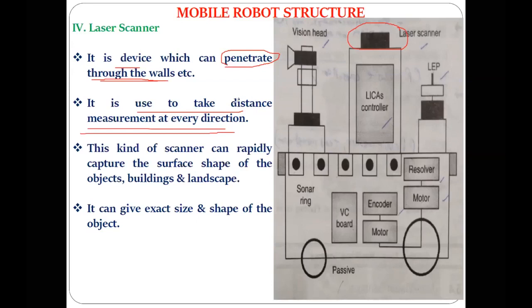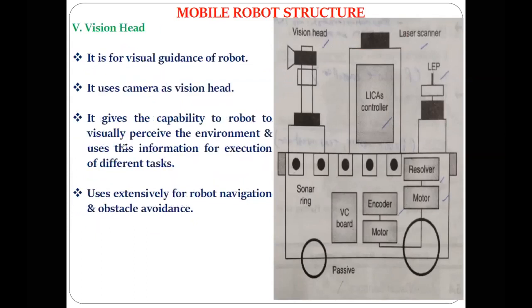Yes, sir. So in order to measure distances from different directions, this laser scanner is used. This kind of scanner can rapidly capture the surface shape of any kind of object, building, or landscape, and it can also measure the distance. So with the help of this laser scanner, we can get the exact size and shape of objects, and also the distance measurements from different directions for the robots. So this is the fourth one, the laser scanner.